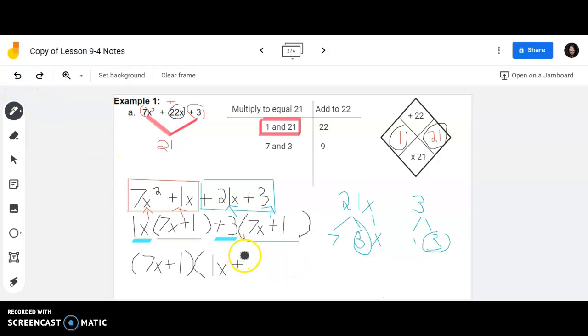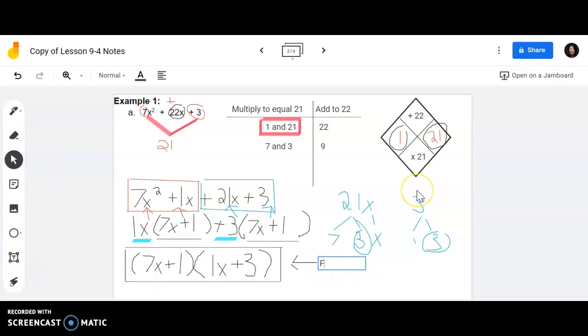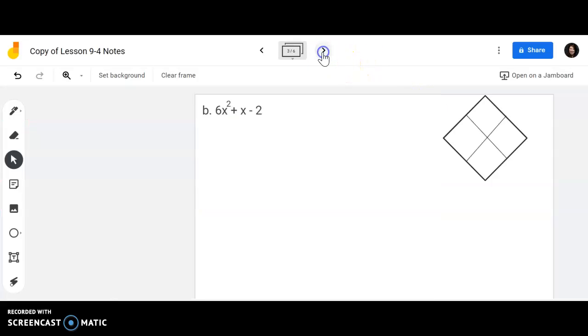I can do better than that. There we go. And this is your final answer. What we're saying is that if we were to multiply this together, if you multiplied 7x plus 1 by 1x plus 3, you would get your original trinomial of 7x squared plus 22x plus 3. That's it for slide 2, and now I'm going to move on to slide 3.